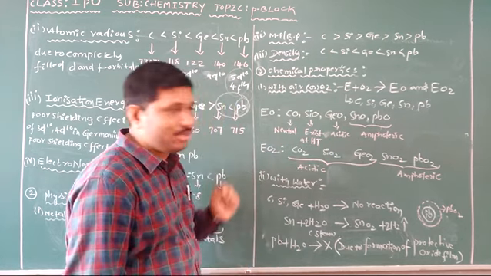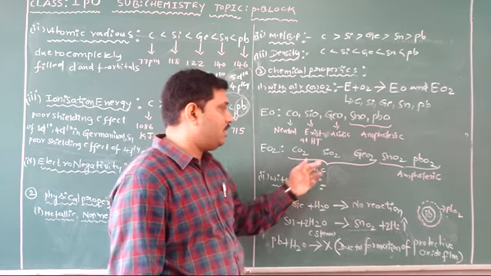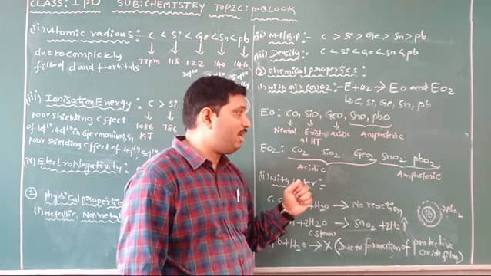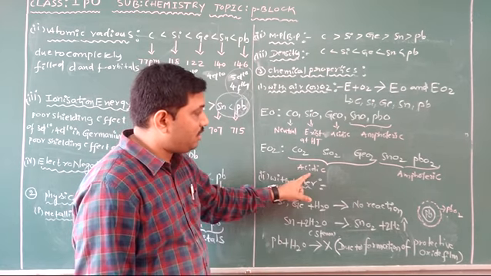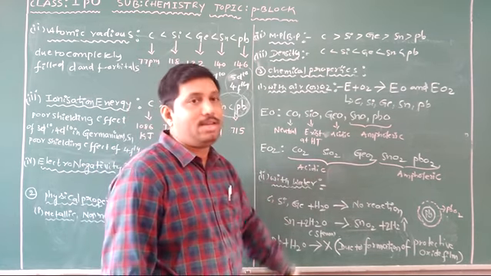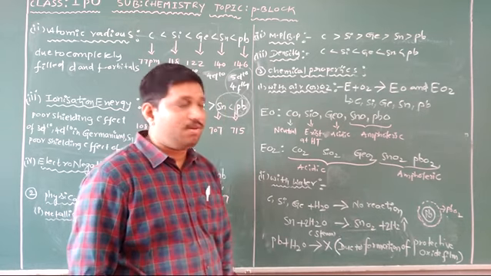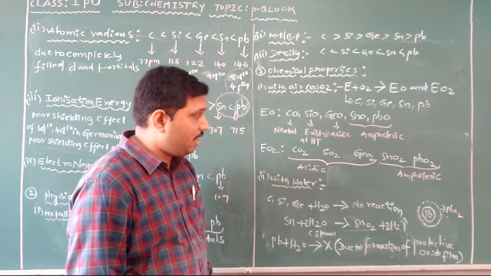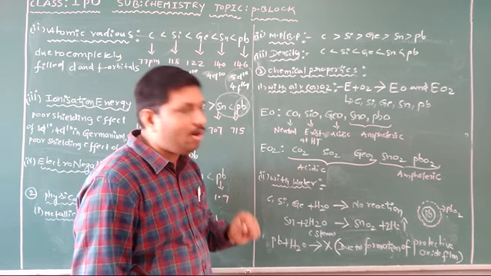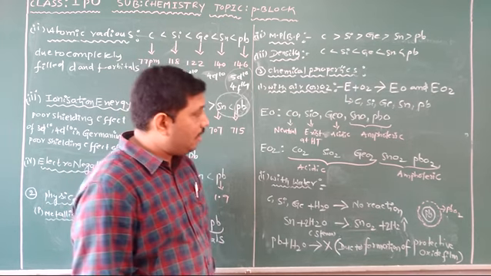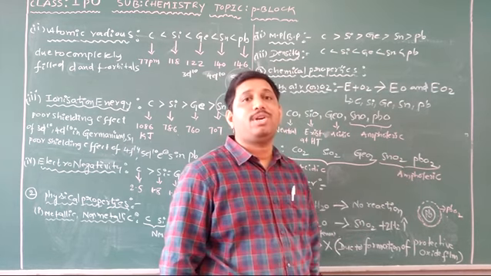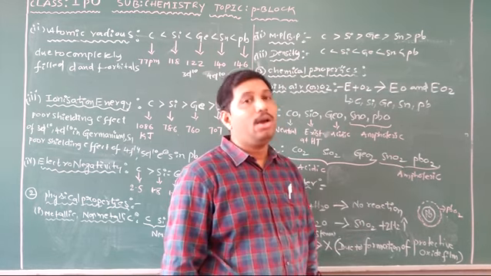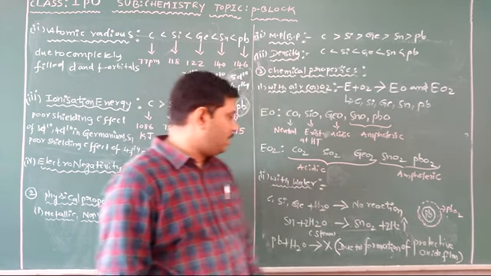Next one, students, dioxides: carbon dioxide, silicon dioxide, germanium dioxide, tin dioxide and lead dioxide. The dioxides of carbon, silicon and germanium are acidic oxides, whereas tin dioxide and lead dioxide are amphoteric oxides. Clear, students? Right. Next one.